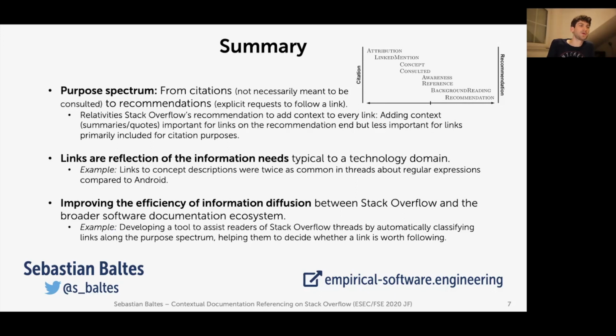Our long-term goal is to improve the efficiency of information diffusion between Stack Overflow and the broader software documentation ecosystem. And one idea is, for example, to build a tool based on our findings that automatically classifies links according to their purpose, and thus helps readers to decide whether a link is worth following or not.